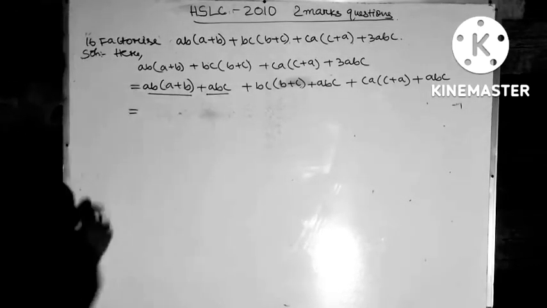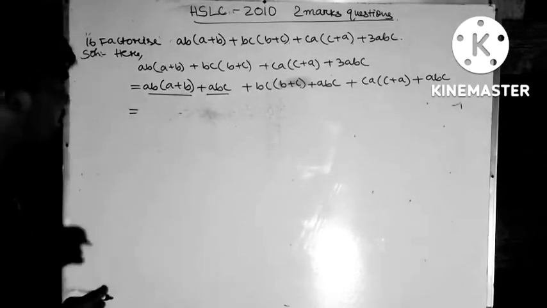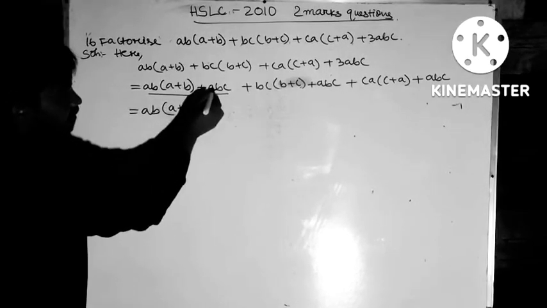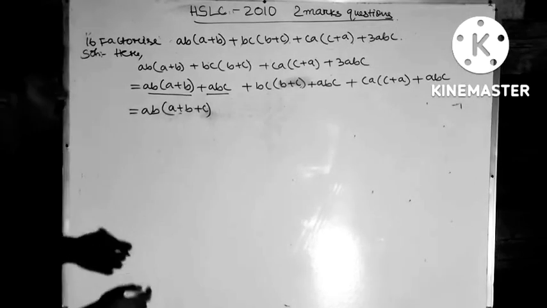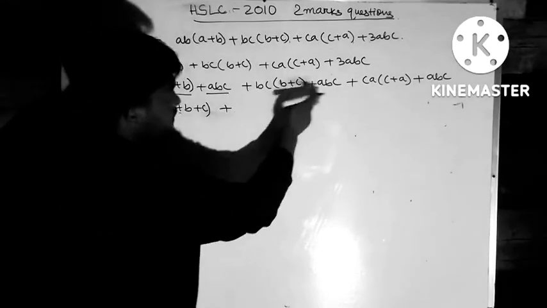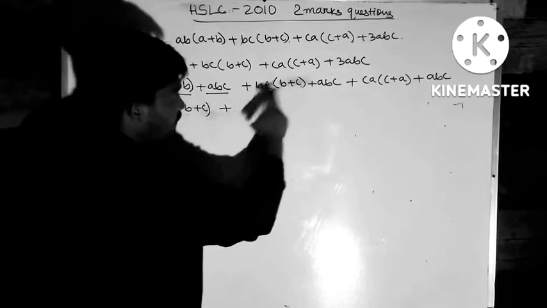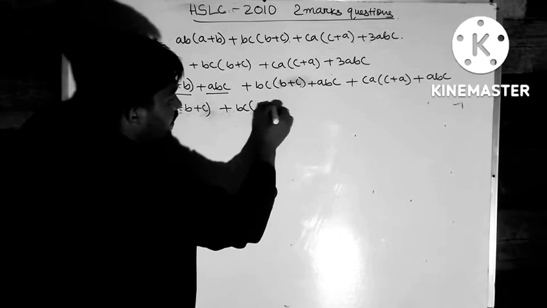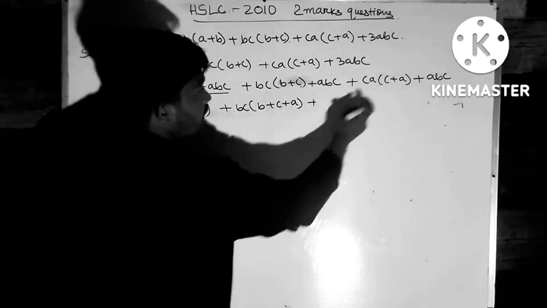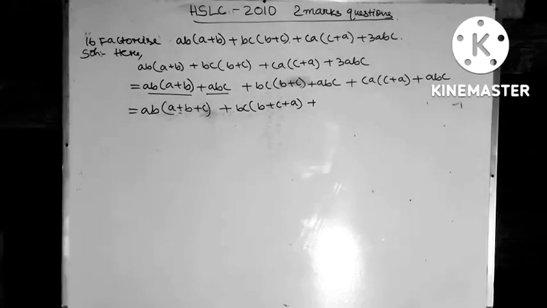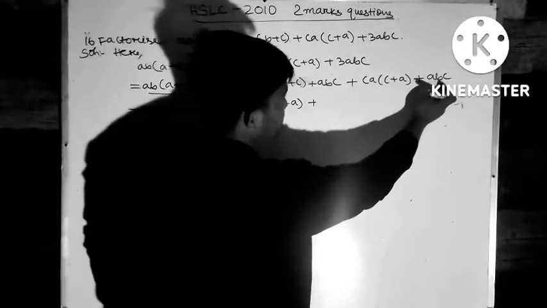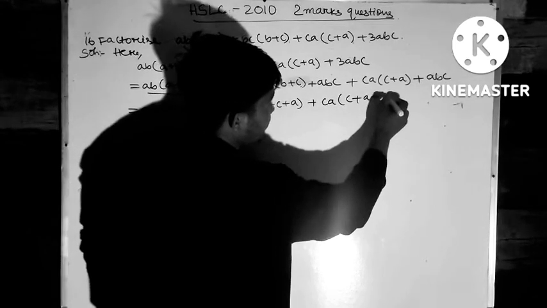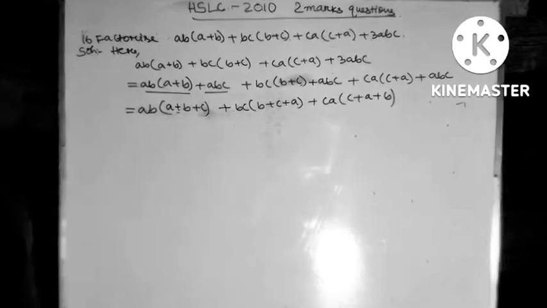Now look at both. What is common? Here is AB, here is also AB. So you take out AB, and what will be remaining here? A plus B, and plus C. Yes or no? Alright. Next, you consider these two terms and see what is common. BC. Here also BC. Then you take out BC, and what is left? B plus C plus A. Right. Now in the next term, here also CA is common. So you take out CA. What will be left? C plus A plus B, right? Yes or no?